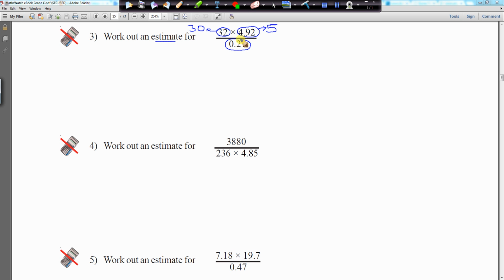0.21, if we round this off to the nearest whole number, it'll give us nothing. It will actually cause the question to fail. We won't be able to do the question. It'll cause a mathematical error. We can round this to the nearest tenth, so that'll give us 0.2. So that's all my rounding off.